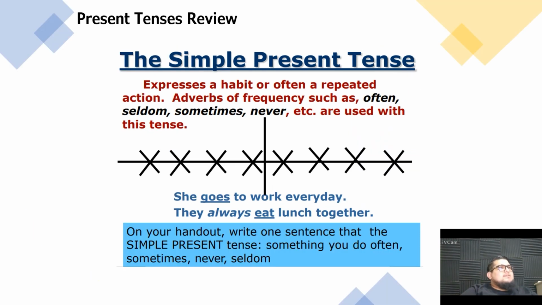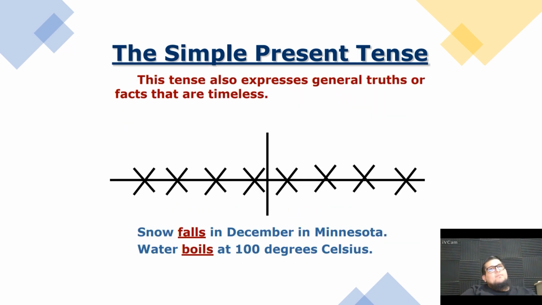The simple present tense expresses a habit or often a repeated action. Adverbs of frequency such as often, seldom, sometimes, never, etc. are used with this tense. For example, she goes to work every day. They always eat lunch together.